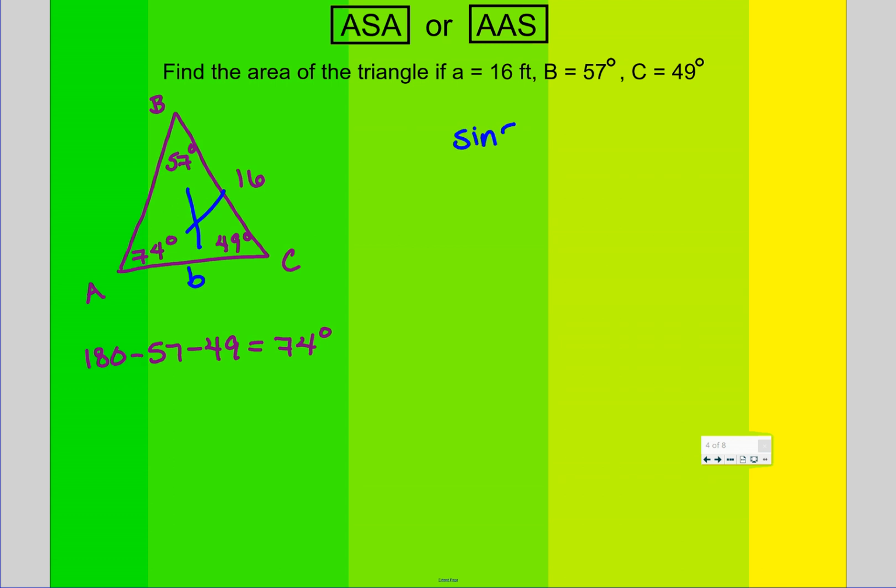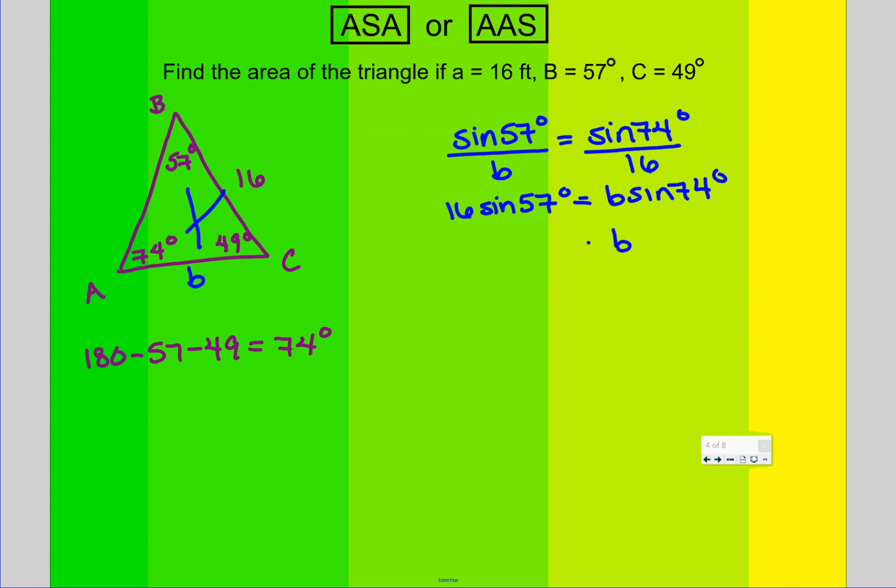Sine 57 over B equals sine 74 over 16. Cross multiply. 16 sine 57 equals B sine 74. And then we're going to divide by sine 74. This is all just review from before break. And I get 13.96 if I give it two decimal places. Okay, and I'll label that on here, 13.96.